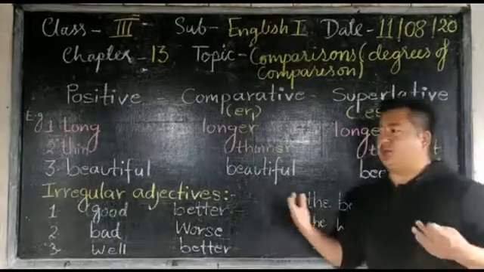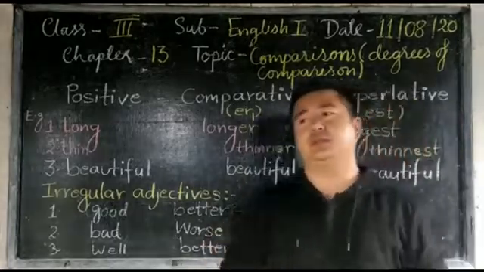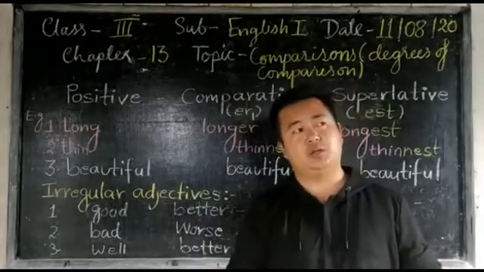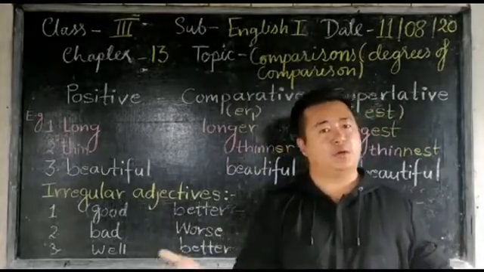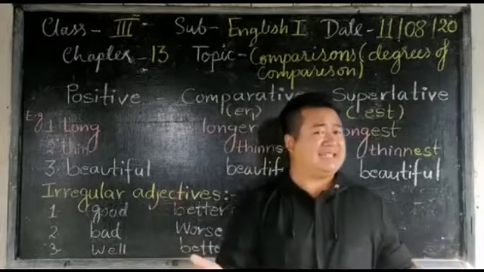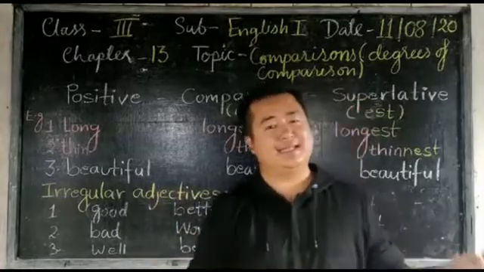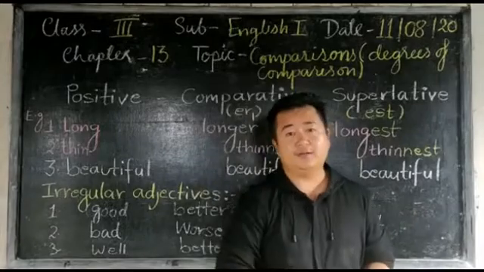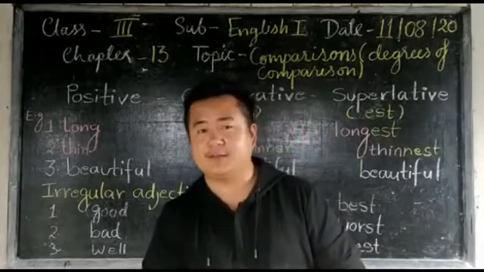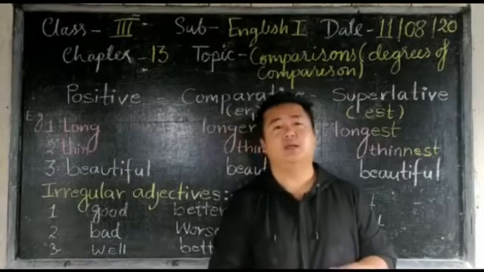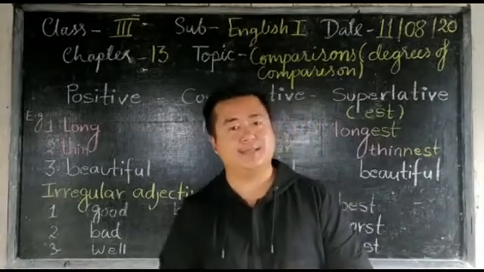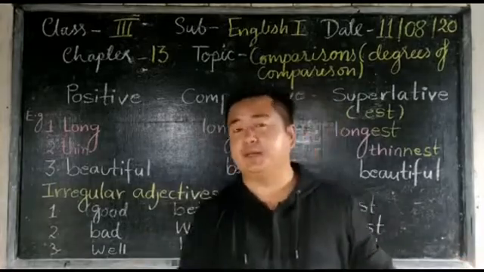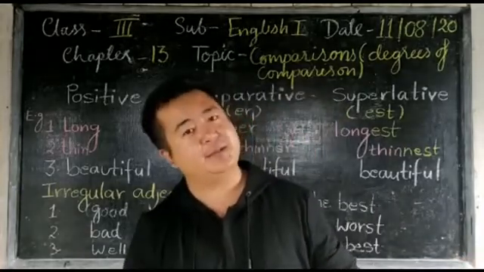There are many other adjective words, such as small, smaller, smallest; late, later, latest; near, nearer, nearest; old, older, oldest. And you can give more examples like big, bigger, biggest.